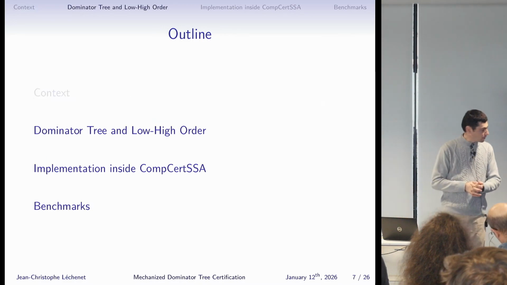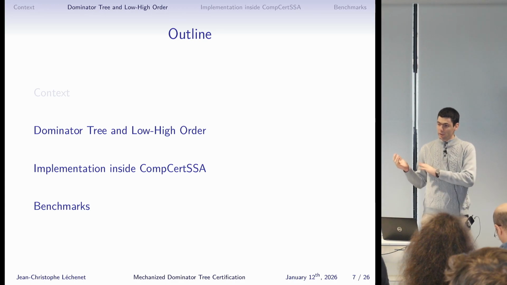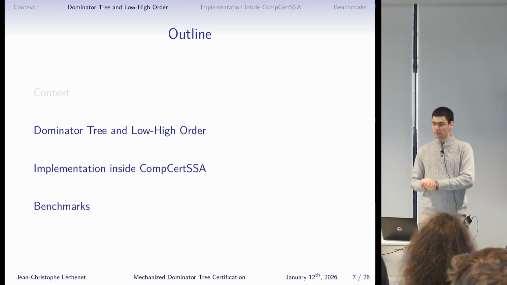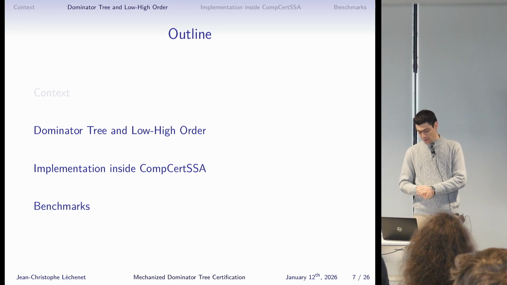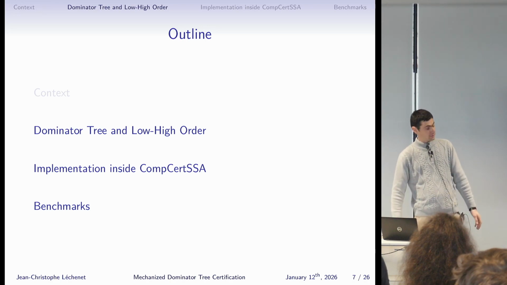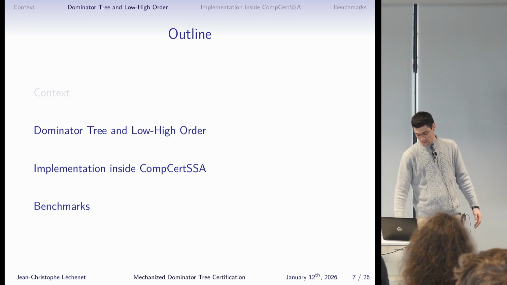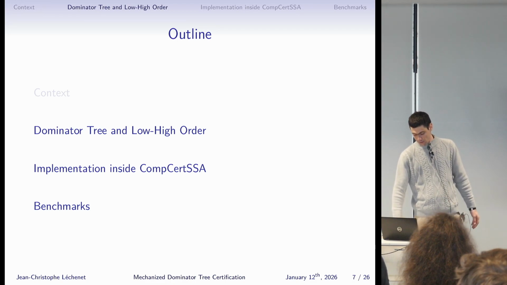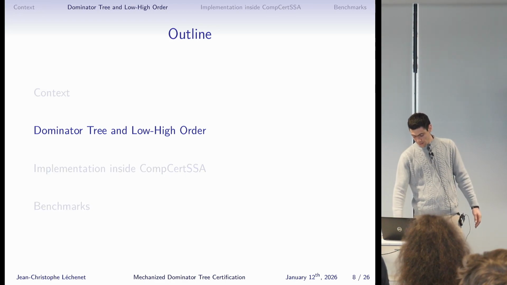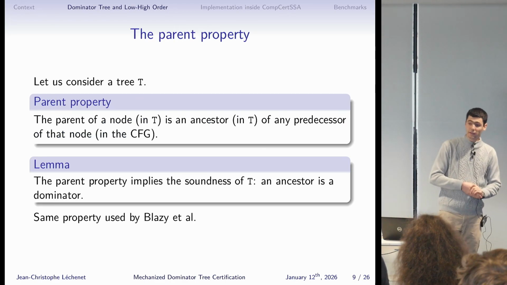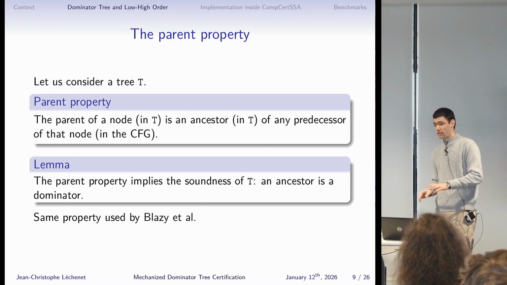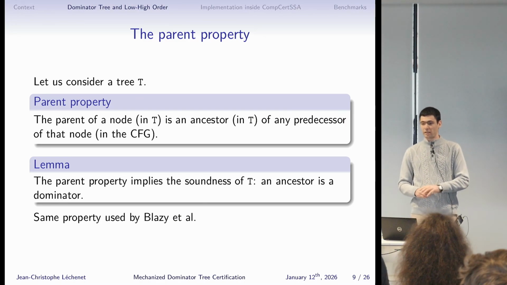So I will start by explaining what a low-high order is and how it relates to dominance. Then I will describe how it was implemented inside CompCert SSA, and I will give some benchmarks about how it performs in practice.